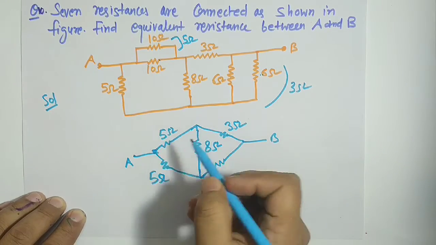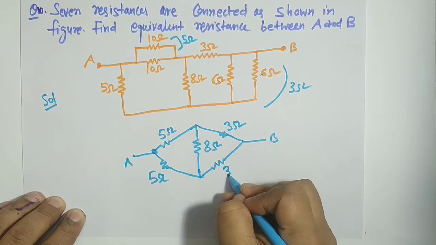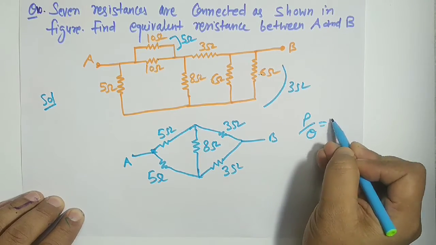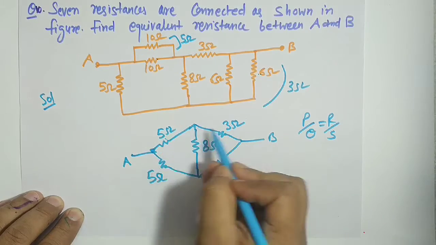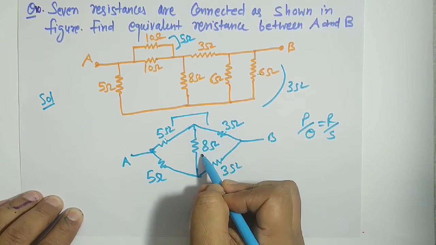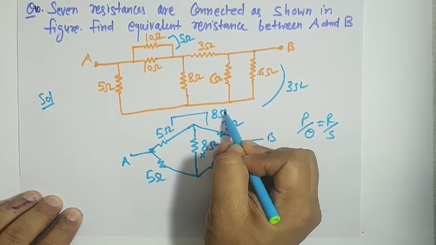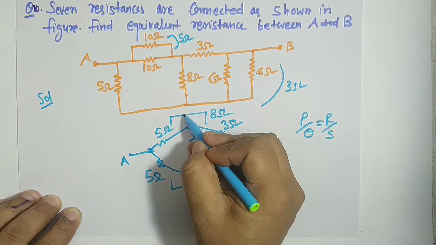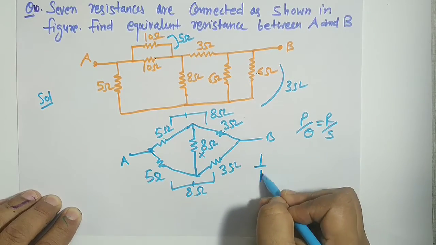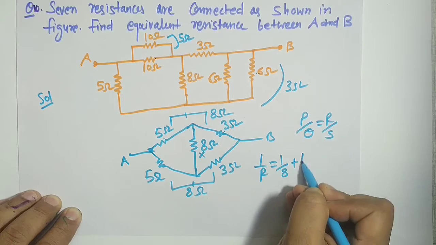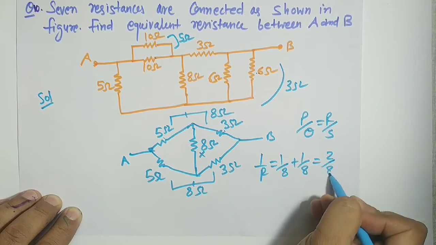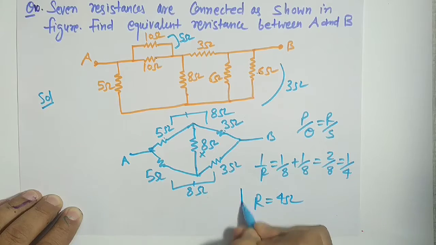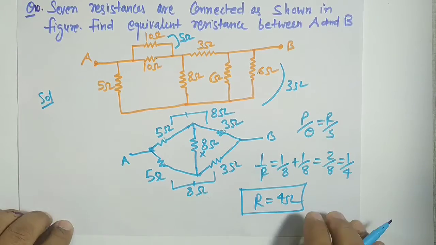So 5 by 5 and 3 by 3. That means P by Q equals R by S. We know that it's a Wheatstone bridge. So simply 5 and 3 will be in series because the middle resistor will be neglected. So it will be 8 ohm. And the other 5 and 3 will be in series, 8 ohm. And then they are in parallel. So net resistance will be 1 by 8 plus 1 by 8, that's 2 by 8, which means 1 by 4. So R is 4 ohm. This will be the equivalent resistance for this circuit.